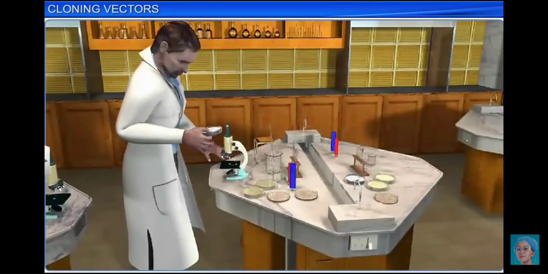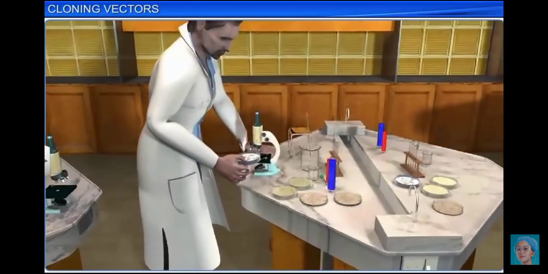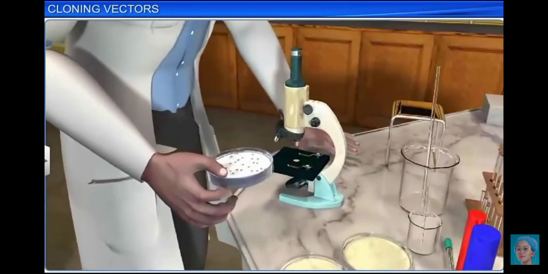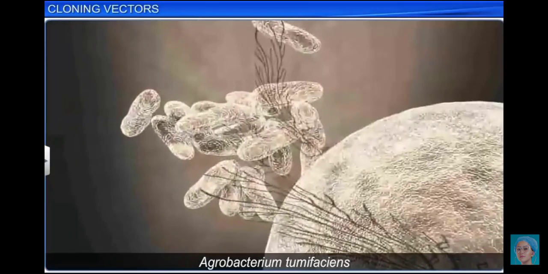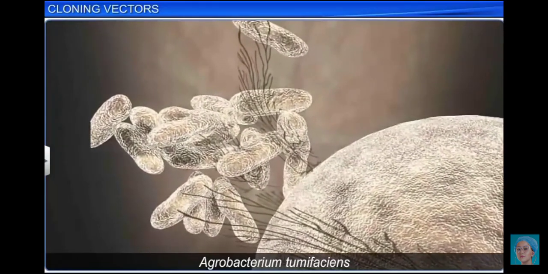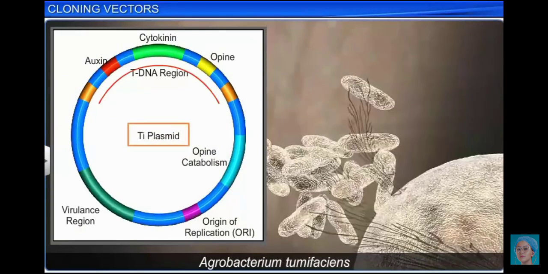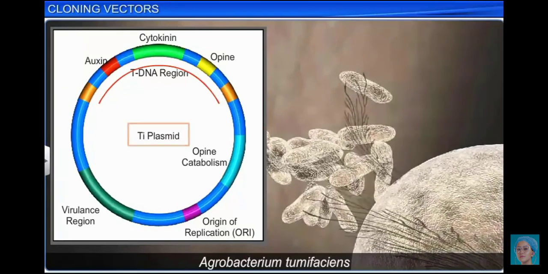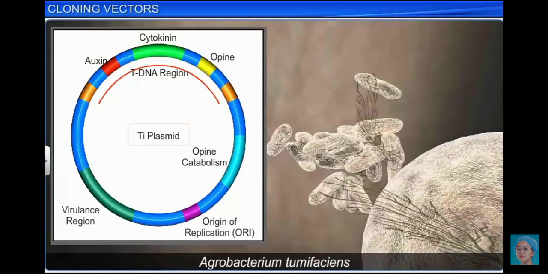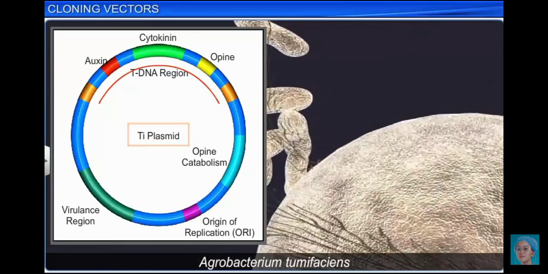By understanding how pathogens deliver genes in their hosts, scientists have been able to transform the pathogen into useful cloning vectors. For instance, the tumor-inducing Agrobacterium tumefaciens has been modified into a cloning vector, Ti plasmid, which is not pathogenic to plants. In fact, the Ti plasmid vector uses the same mechanism to deliver other genes of interest in plants.